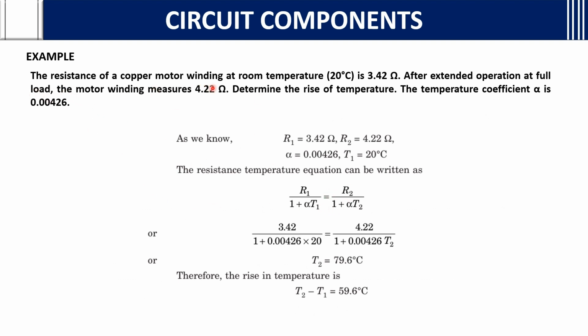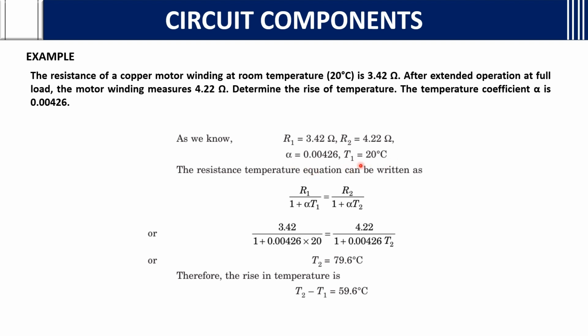We will see an example for this. The resistance of a copper motor winding at a room temperature of 20 degrees centigrade is 3.42. So R1 is 3.42. After extended operation at full load, the motor winding measures 4.22. So R2 will be 4.22. Determine the rise of temperature. The temperature coefficient alpha is 0.00426.